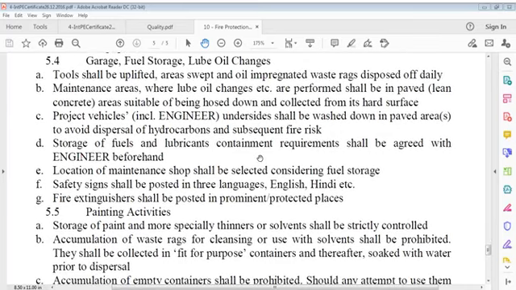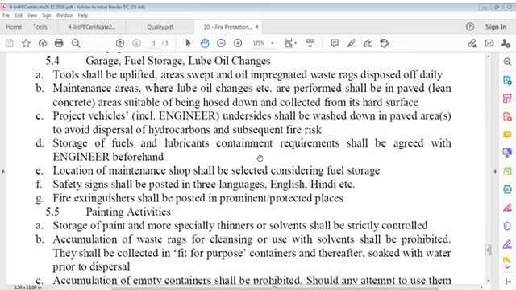Garage, fuel storage, lube oil changes. Tools shall be uplifted. Areas swept and oil impregnated waste rags disposed of daily. Maintenance areas where lubricating oil changes etc. are performed shall be in paved, you can say lean concrete, areas suitable for being hosed down and collected from the hard surface.